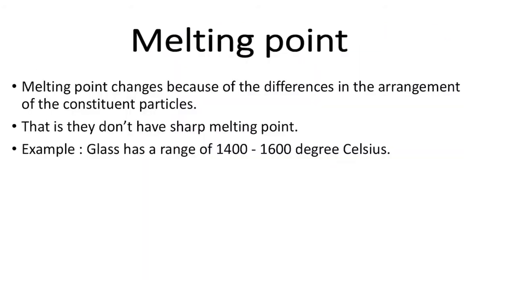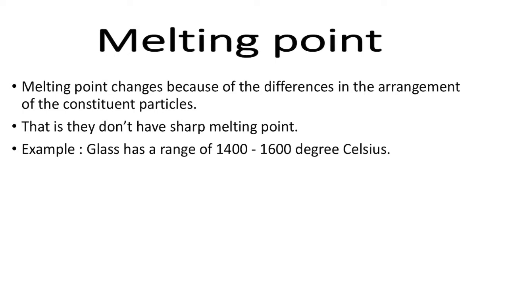When you have such an arrangement of the constituent particles, the melting point will not be specific. It will be in a range of x to y. They do not have a sharp melting point. For example, glass has a melting point in the range of 1400 to 1600 degrees Celsius.